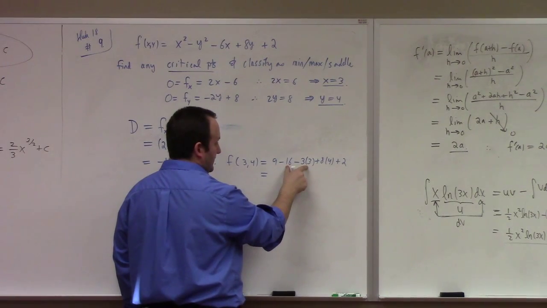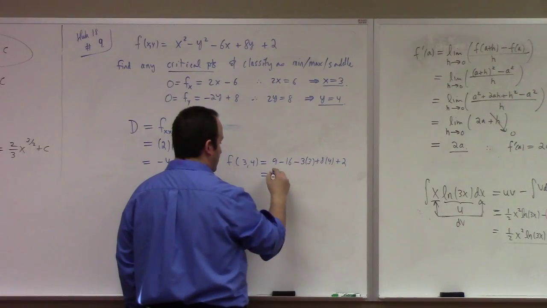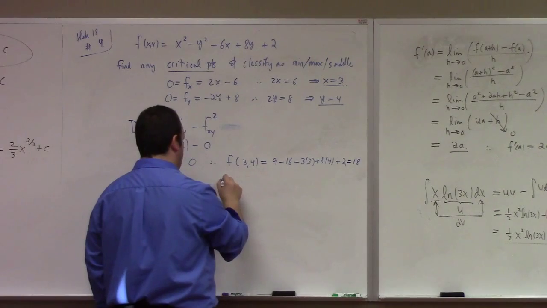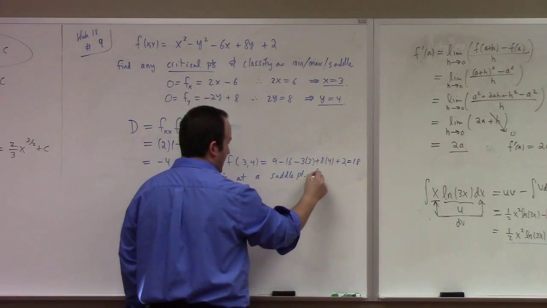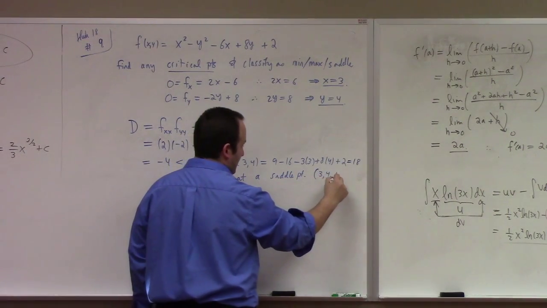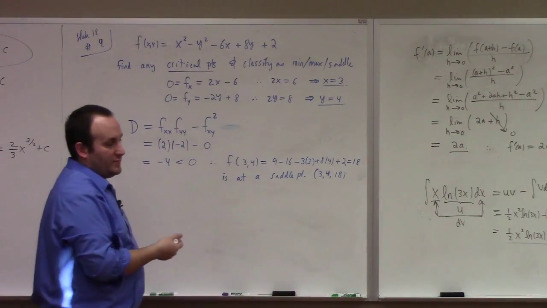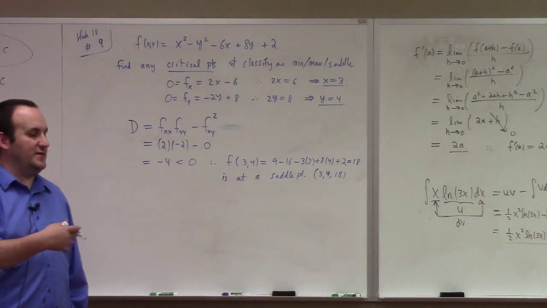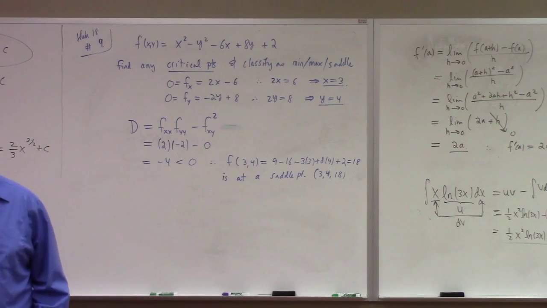Minus 25 plus 32, 7, 9, 18. Hence, it is at a saddle point. I mean, the saddle point is actually 3, 4, 18, right? For what it's worth, you could say that the saddle point's at 3, 4. If I don't ask about the value of the function, you don't necessarily have to find it. I mean, it depends on the wording of the question.